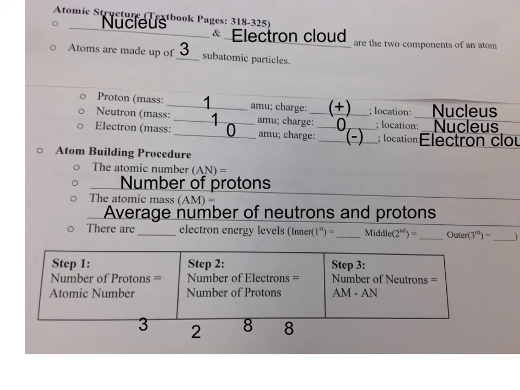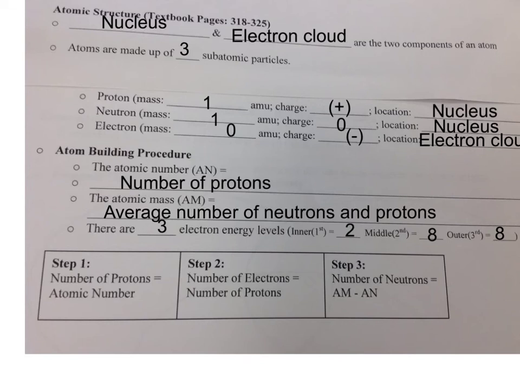There are different types of energy levels in an atom. We will be discussing 3. The inner energy level can only hold 2 electrons. This is the energy level closest to the center of the atom, or the nucleus. The second energy level can hold a maximum of 8. This is also the case for the third and outermost shell.